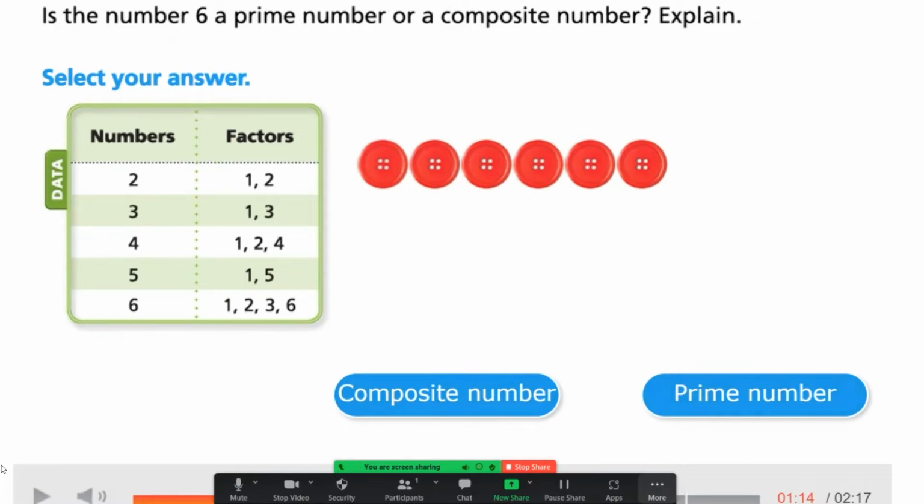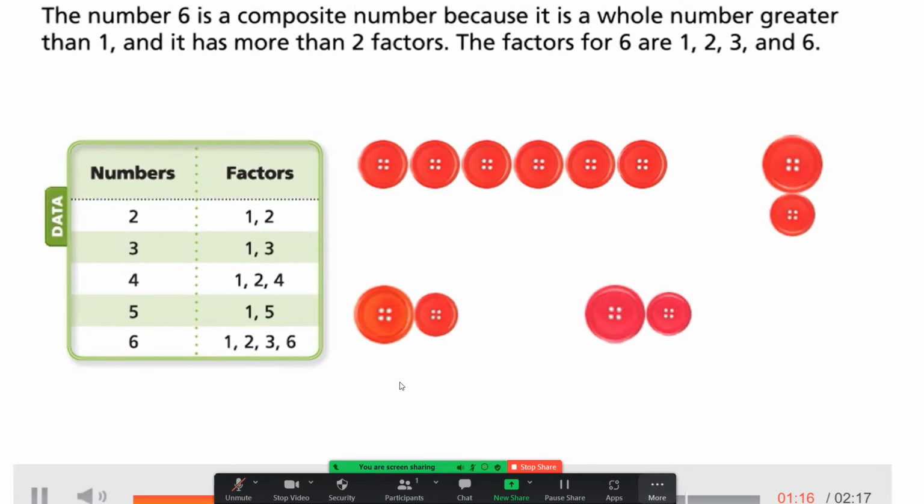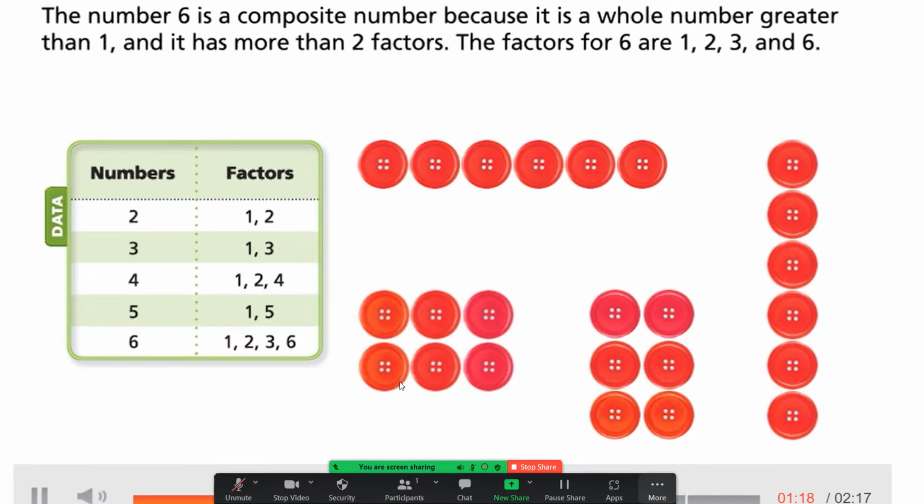Now here we're going to look at the number 6. So the way that we can make the number 6 is by doing 1 times 6, or we can do 2 times 3. Now since the number 6 has more than one way to make it, that means it has more than just those two factors of 1 and itself. That makes it a composite number. The number 6 is a composite number because it is a whole number greater than 1 and it has more than two factors. The factors for 6 are 1, 2, 3, and 6.